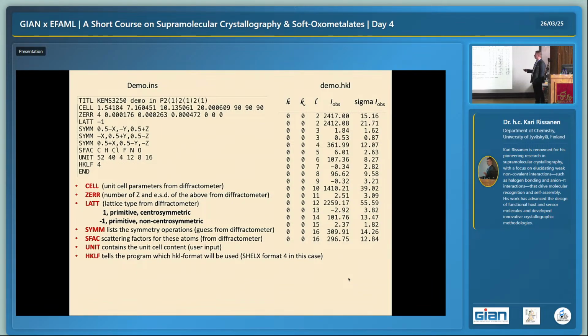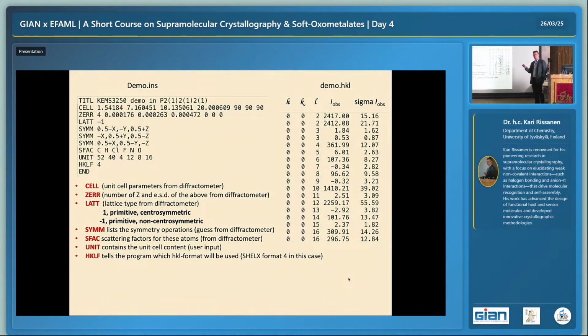And then these are the errors. So this is the standard deviation of this. And now these don't have a standard deviation because it's fixed. It's an orthorhombic system. And now there's the information lattice. It says lattice type, lattice -1, primitive non-centrosymmetric.